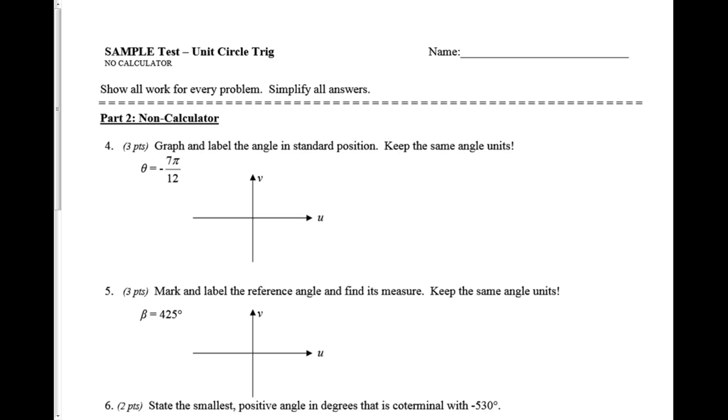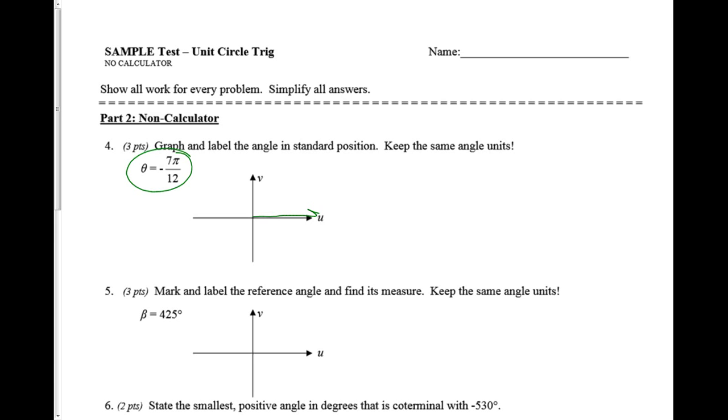part of the test. So now we're dealing with some angles here. It says show all work for every problem and simplify your answers. Question 4 says graph and label the angle in standard position, keep the same angle units. That means if the problem's in radians, don't convert it to degrees. So my theta that I'm drawing is negative 7 pi over 12.